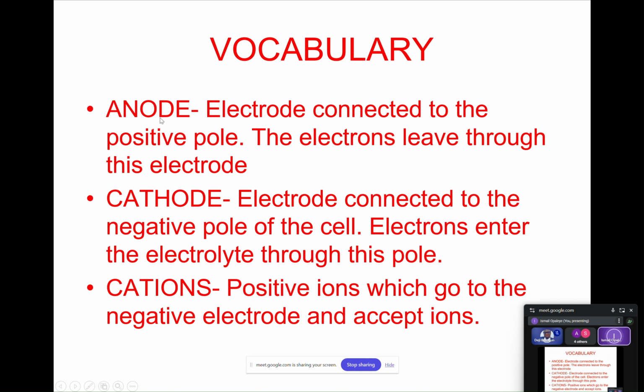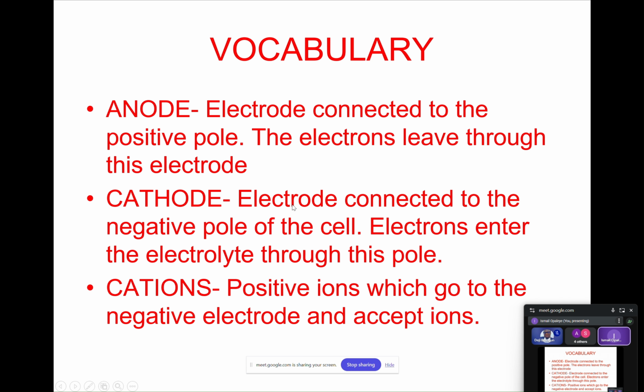These electrodes that we're talking about are now divided into two. You have the anode and you have the cathode. Anode is the positive pole. You see that these are electrons connected to the positive pole. The electrons leave through this electrode. So that is anode for you.